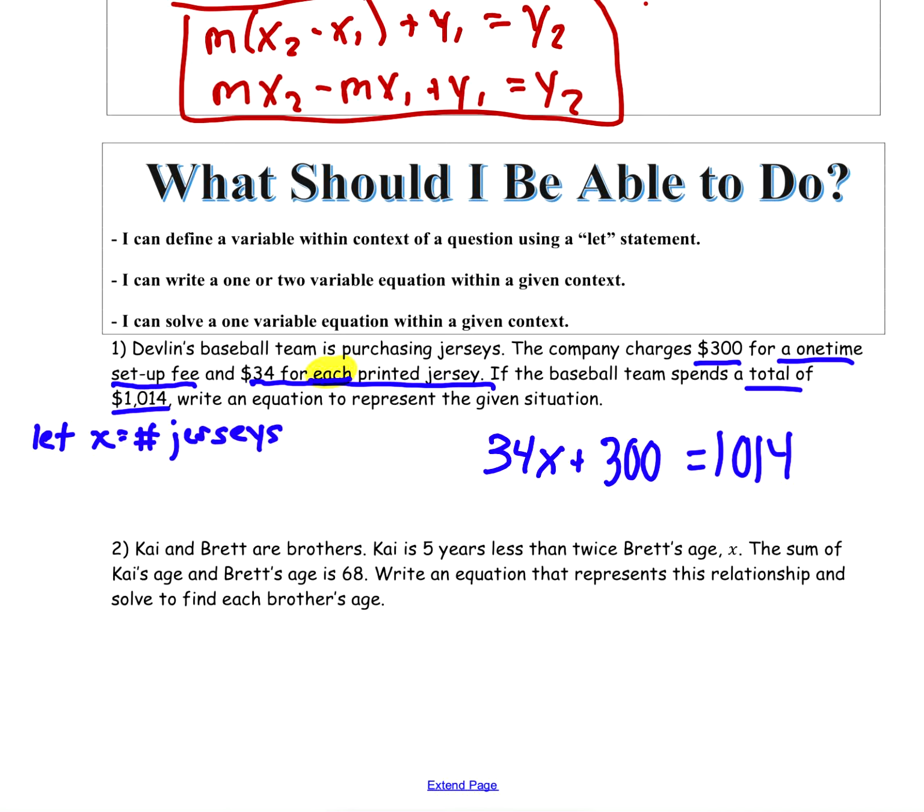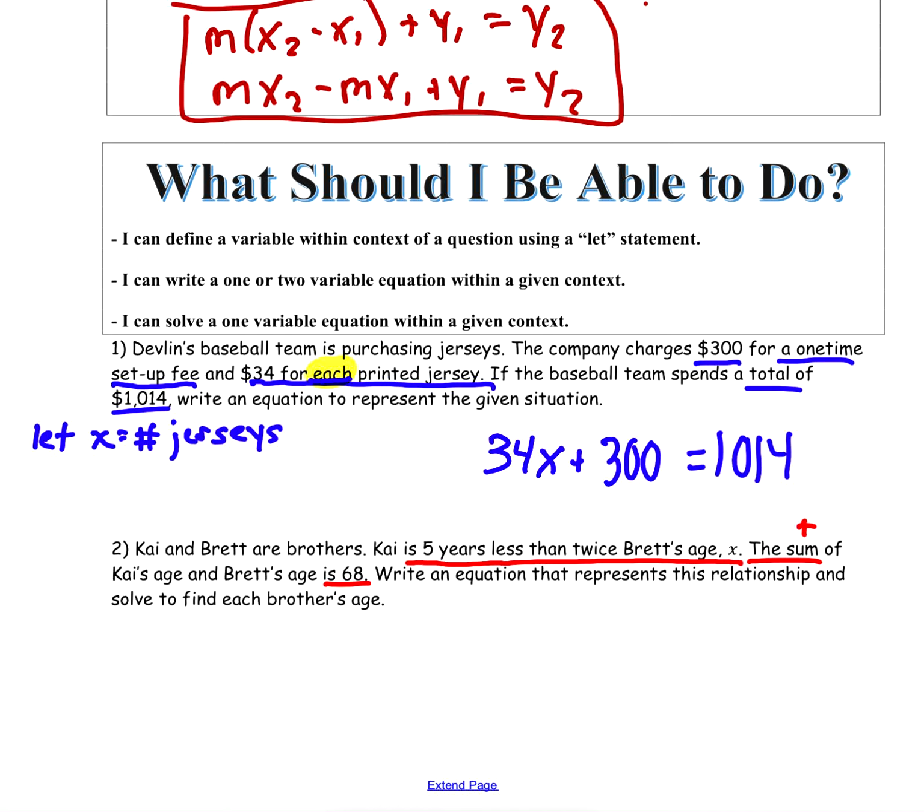So number 2, take 2 to 4 minutes, do number 2, and also solve number 2. Looking at 2, Kai and Brett are brothers. Kai is 5 years less than twice Brett's age, which is x. The sum, so we know we're going to be adding their 2 ages, is 68. Write an equation that represents this relationship and solve to find each brother's age.